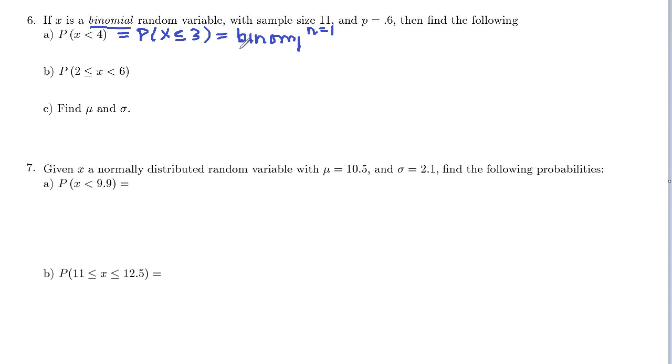CDF, because we are summing from 0 up to 3. So this would be BinomialCDF. And then we want to put the 11 in there, which is our total number of trials, the 0.6, the probability of success, and then we are going up to 3.